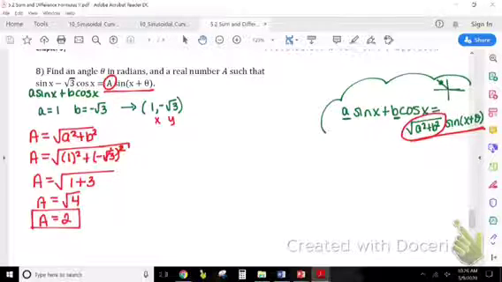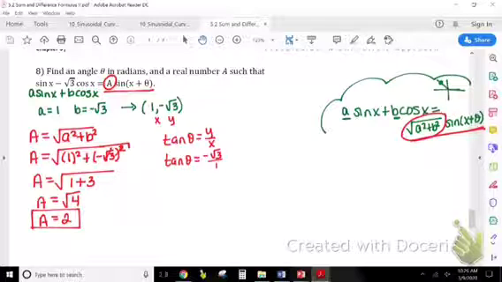Well, I don't know what r is. I could find r, couldn't I? Yeah, but which one could I use that's just x and y? I don't have to find r. Tangent. So we could say tangent of theta is equal to the y over x, isn't it? So tangent of theta equals the negative square root of 3 over 1. Or tangent of theta equals negative square root of 3.